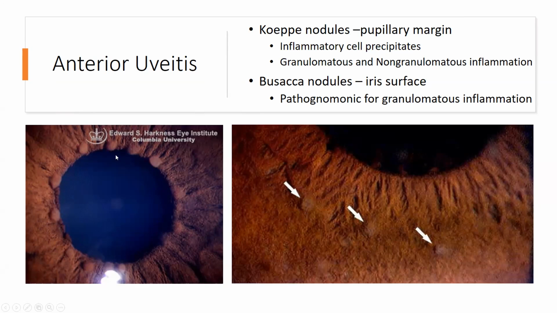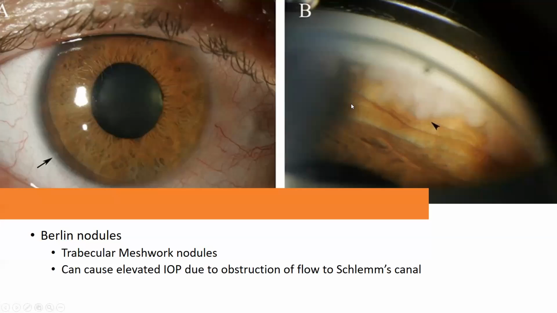But these are those pupillary nodules. We call them Koeppe nodules. These are the Busacca nodules here, just again, granulomas of the iris. Important to note that Busacca nodules, when we note them, are pathognomonic for a granulomatous type of inflammation, whereas the nodules located at the pupillary border that may be a little bit easier to see with the naked eye can present in both granulomatous and non-granulomatous causes of inflammation in the eyeball itself.